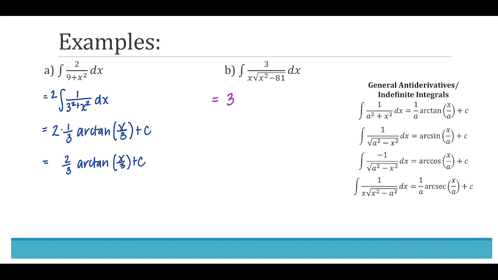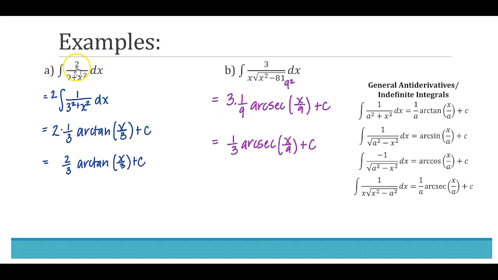So I'm going to leave the 3 out in front. And I'm going to remember that 81 is 9 squared, so I'm just going to write that off to the side. Arcsecant, just like arctangent, has 1 over a in front. So we're going to have 3 times 1 over 9 arcsecant of x over 9 plus c. So we have that x over a. The a value is 9, since 9 squared is 81. And then here I can reduce the coefficient to be 1/3 arcsecant of x over 9 plus c.